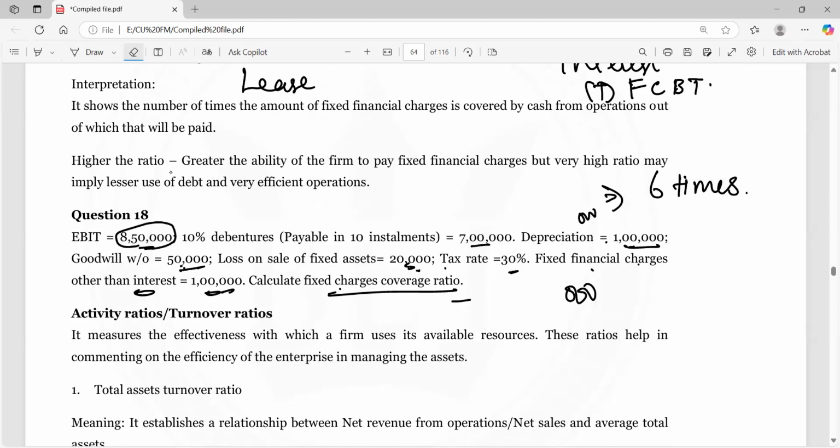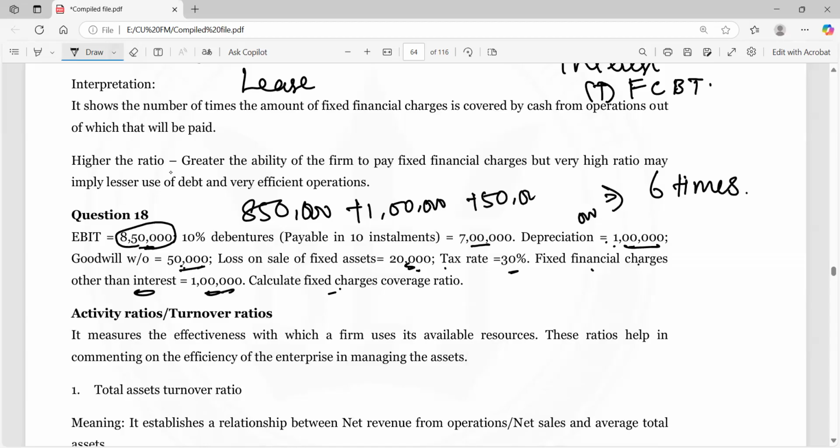So while preparing a cash flow statement, we start with the profit, right? To the profit, first we will add all the non-cash items, correct? In this question, what is the profit? 8 lakh 50,000 is the profit. Plus depreciation is a non-cash item. Plus 1 lakh. Goodwill written off, a non-cash item. Plus 50,000. Plus loss on sale of fixed asset, a non-cash item. Plus 20,000. If you add all this, we will get 10 lakh 20,000. Divided by, you understood the denominator, no?